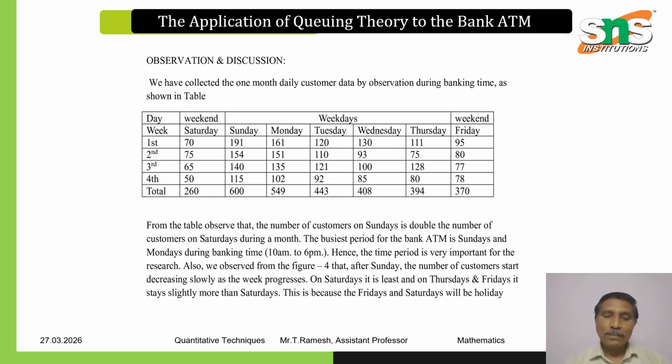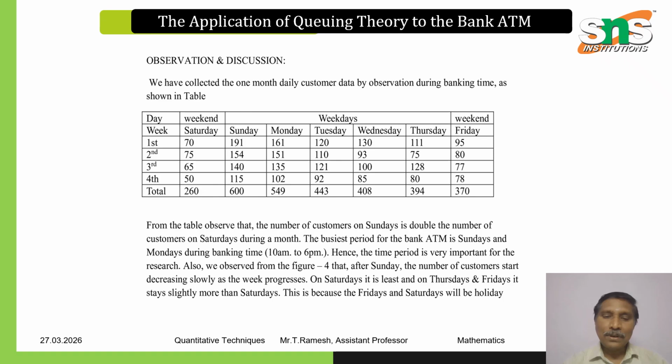From the table, observe that the number of customers on Sunday is double the number of customers on Saturday during a month. The busiest period for the bank ATM is Sunday and Monday during bank time. Bank time is 10 a.m. to 6 p.m. Hence, the time period is very important for the research.